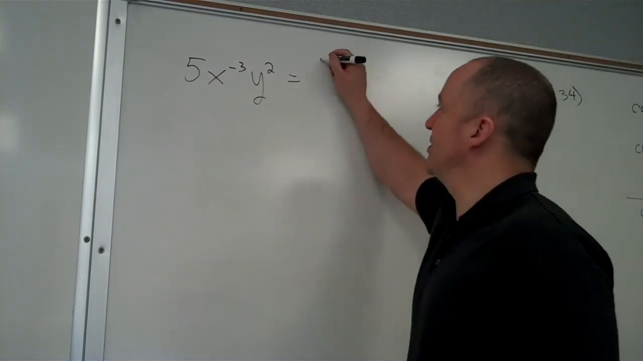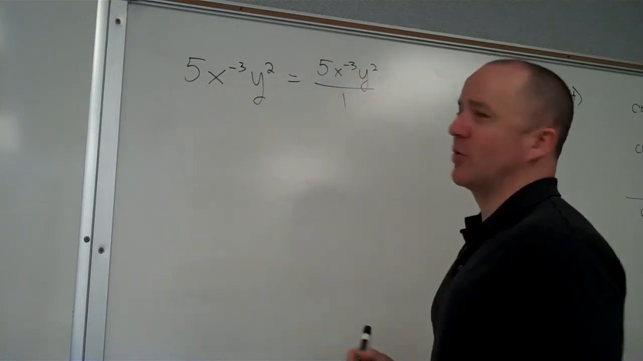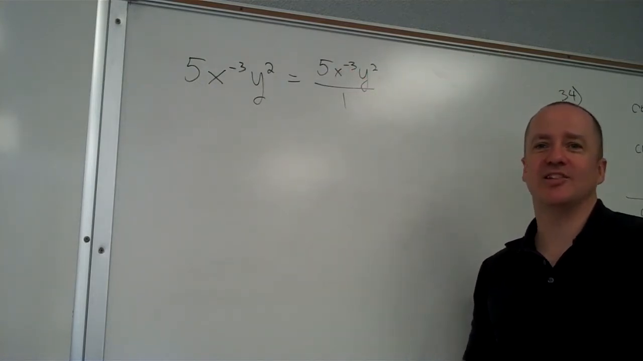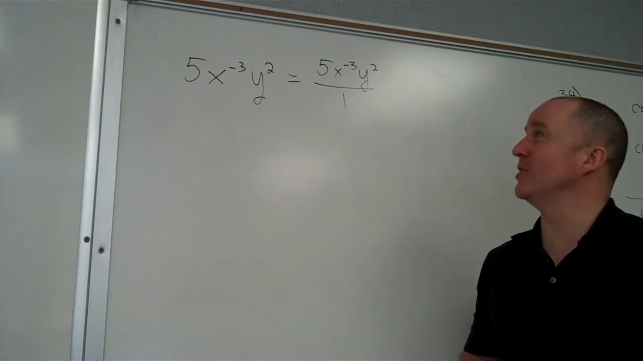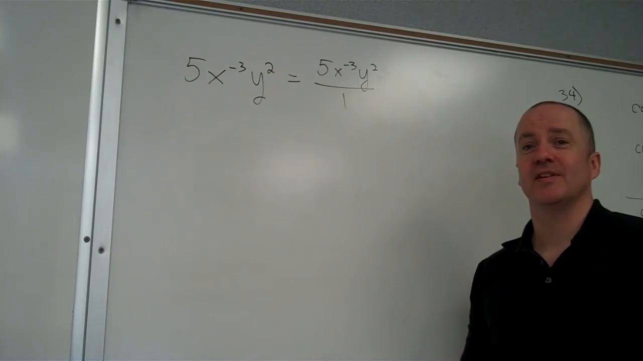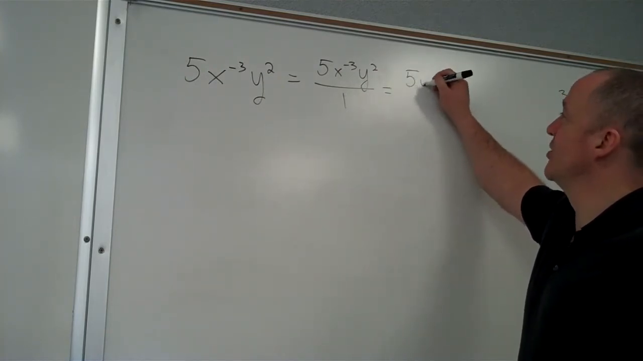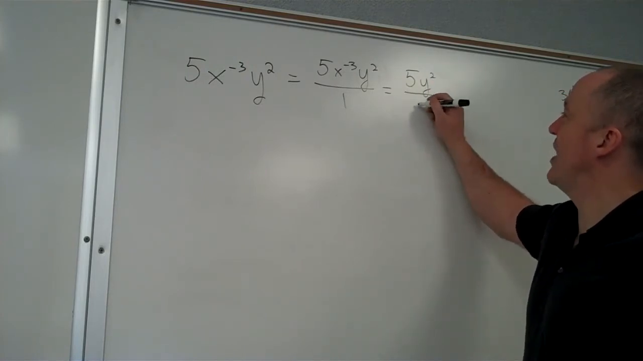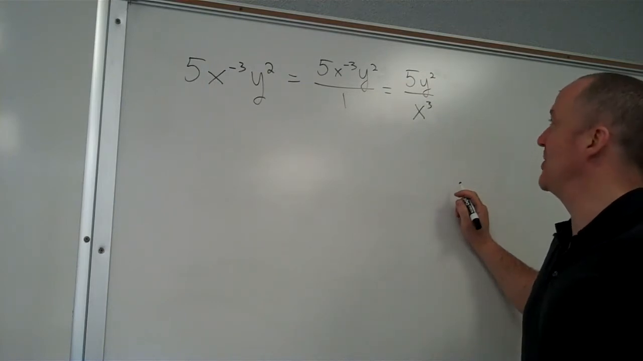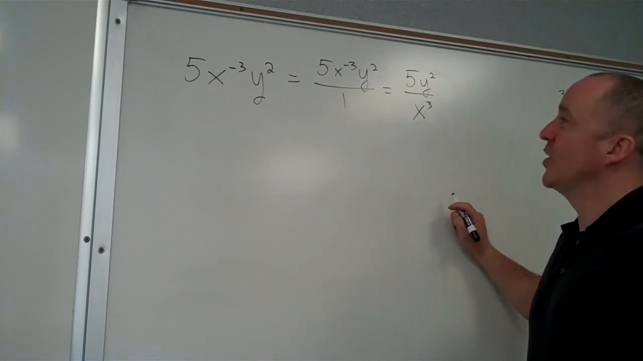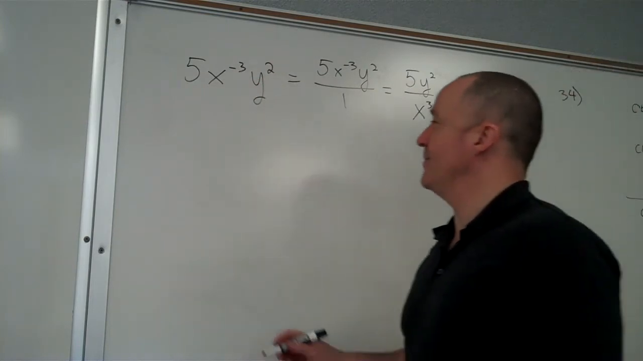Okay, let me put it this way. Let me write it this way first. Can I always write it as a fraction over 1? Yes. Okay. Now, Jordan, where should the x to the negative 3rd go? Oh, bottom. I mean, under the 1. Under the fraction on the bottom. Under the c. So under the x. That's right. So can I just write this as 5y squared over x cubed? Man, that's cool. Thank you. I appreciate that. So if you have a negative exponent mixed in there, you can flip it to the bottom.